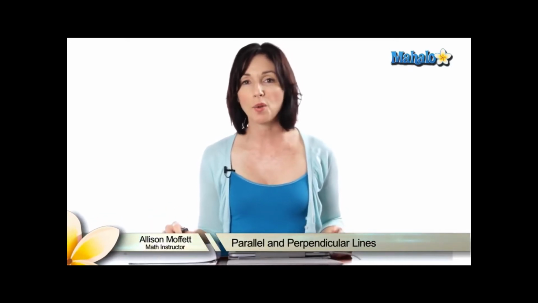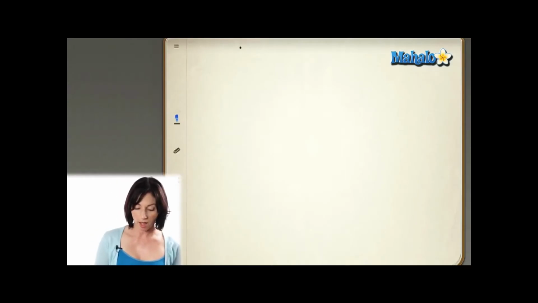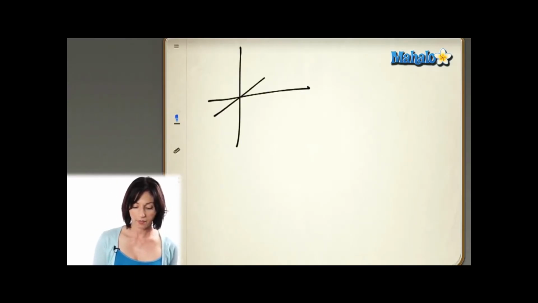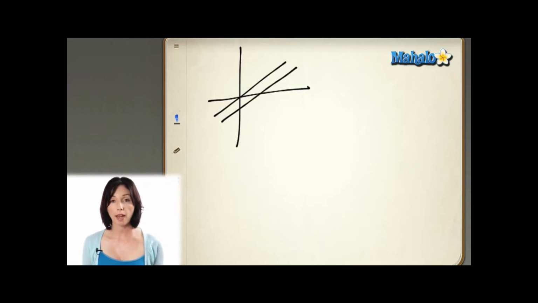And today I want to talk to you about parallel and perpendicular lines. You can use slope to determine if two lines are parallel or perpendicular to each other. So let's take a look. Parallel lines will have the same slope. They run parallel to each other and they won't ever intersect each other.